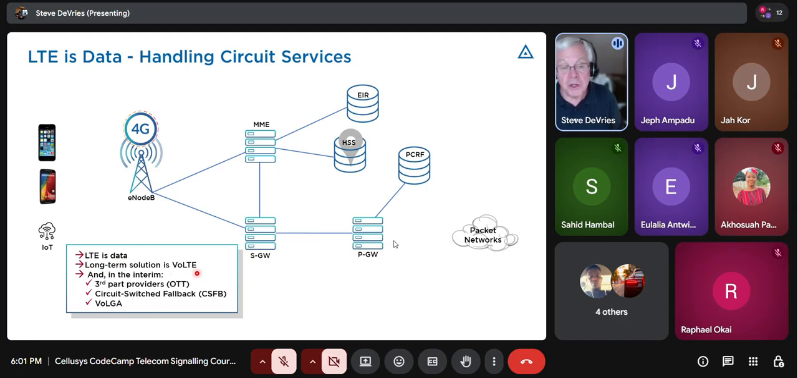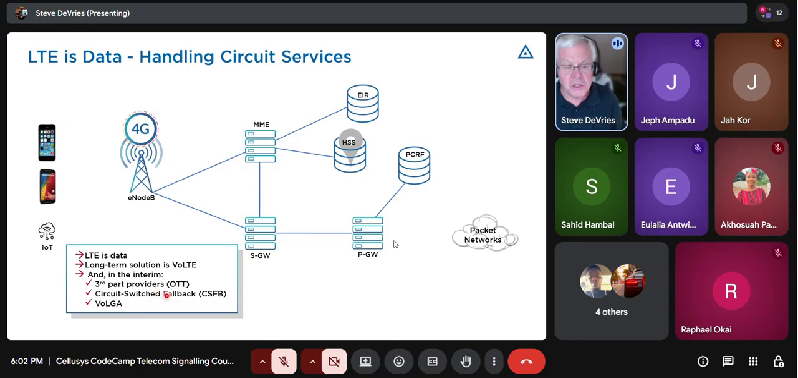The long-term solution is something called VoLTE, voice over LTE. We'll talk about that in a minute. But in the interim, you can always do third-party providers. Now, the mobile network operators would not suggest you always do this, but you can always do OTT. What's OTT? WhatsApp is OTT. Used to be Skype. I think they're out now. All these other applications like WhatsApp. It's called OTT, over the top. That's one way you can do it.